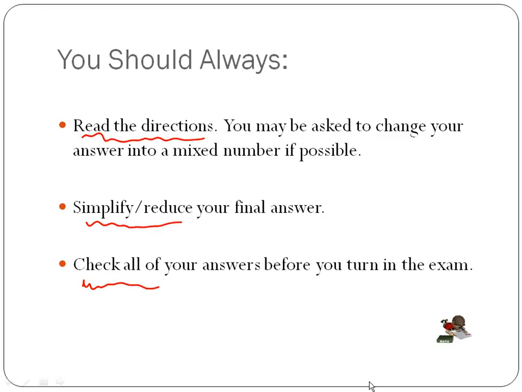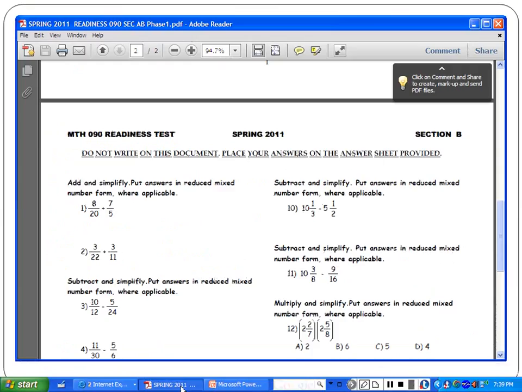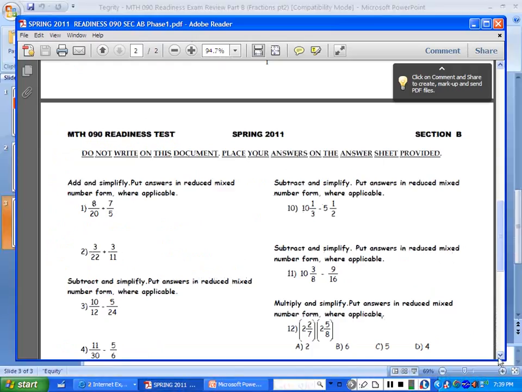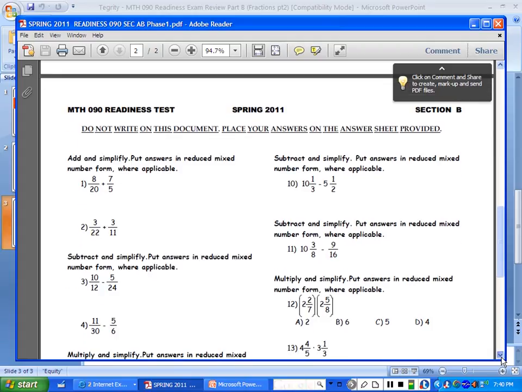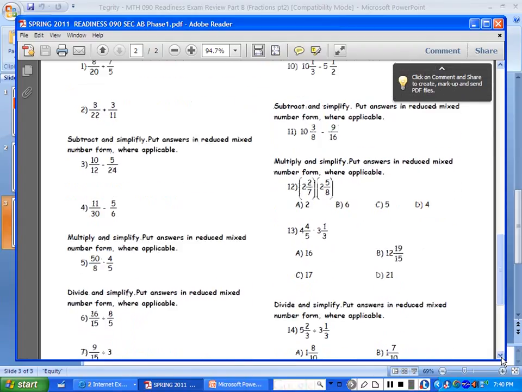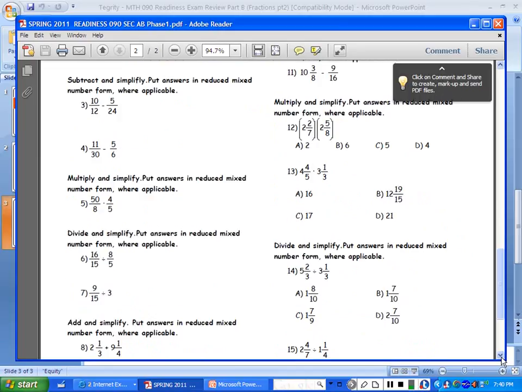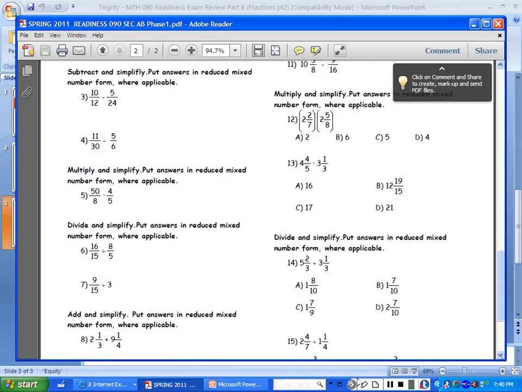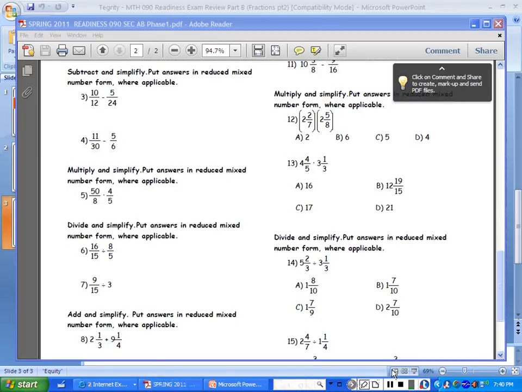So, let's get started. Here is a sample readiness exam from spring 2011. In this session I want to focus on multiplying and dividing fractions. So we're going to start with number 5. It's 50 over 8 times 4 over 5.